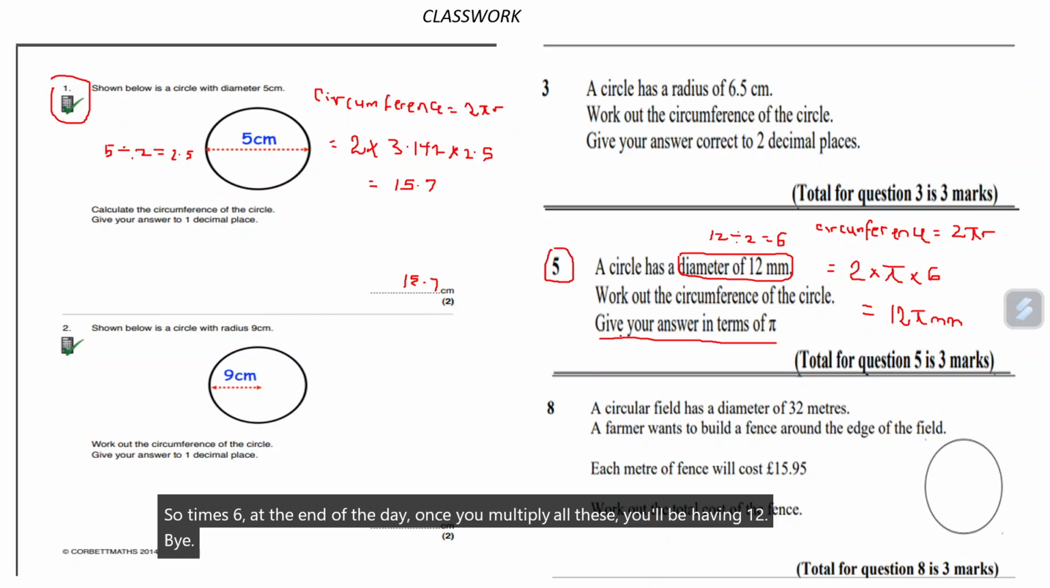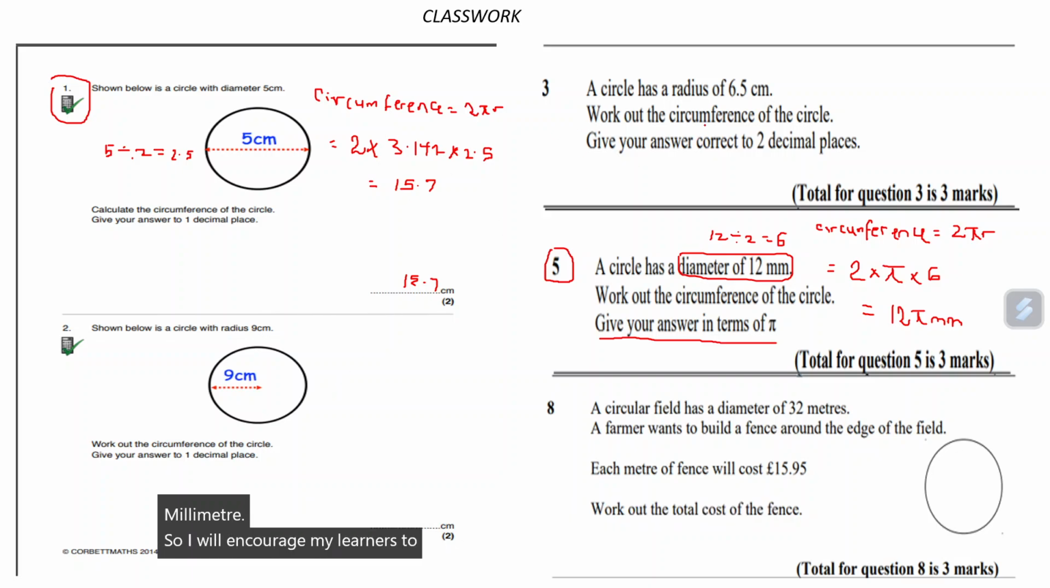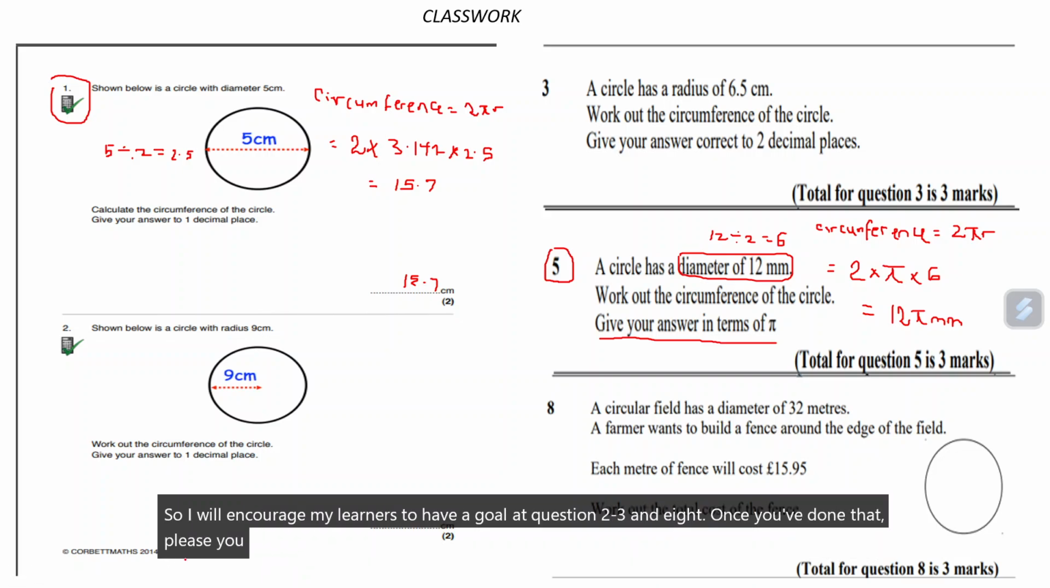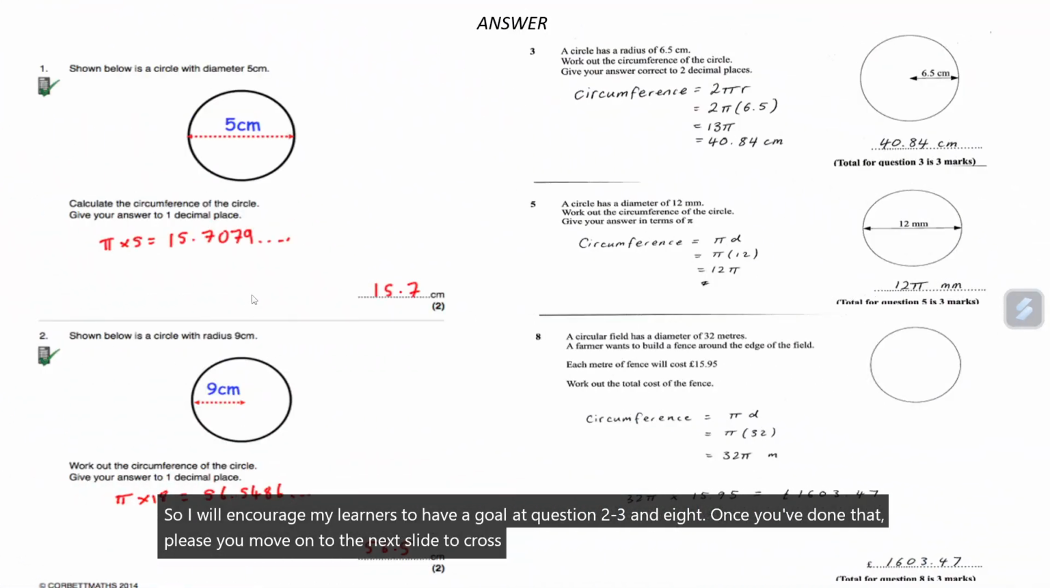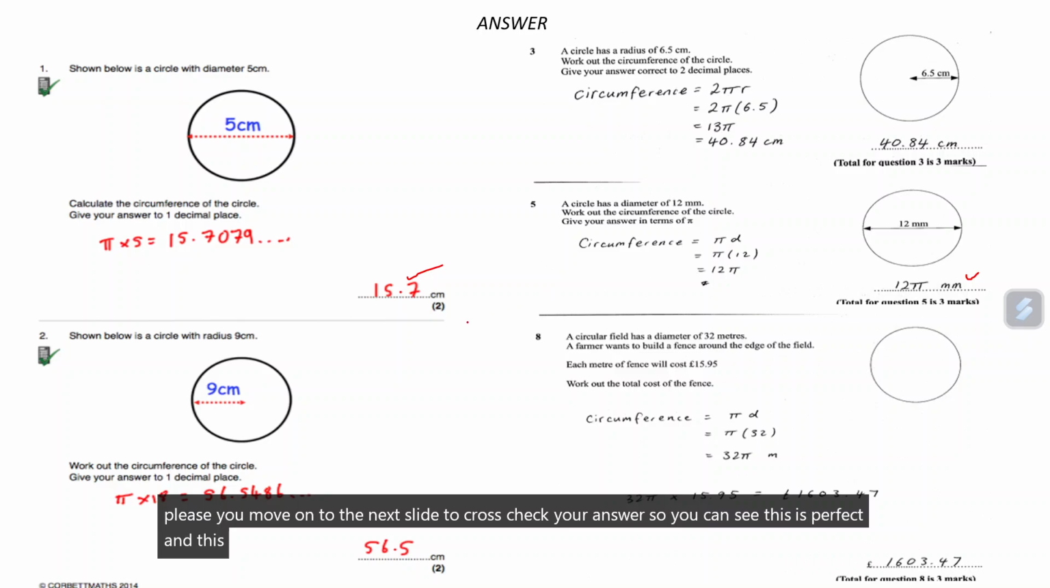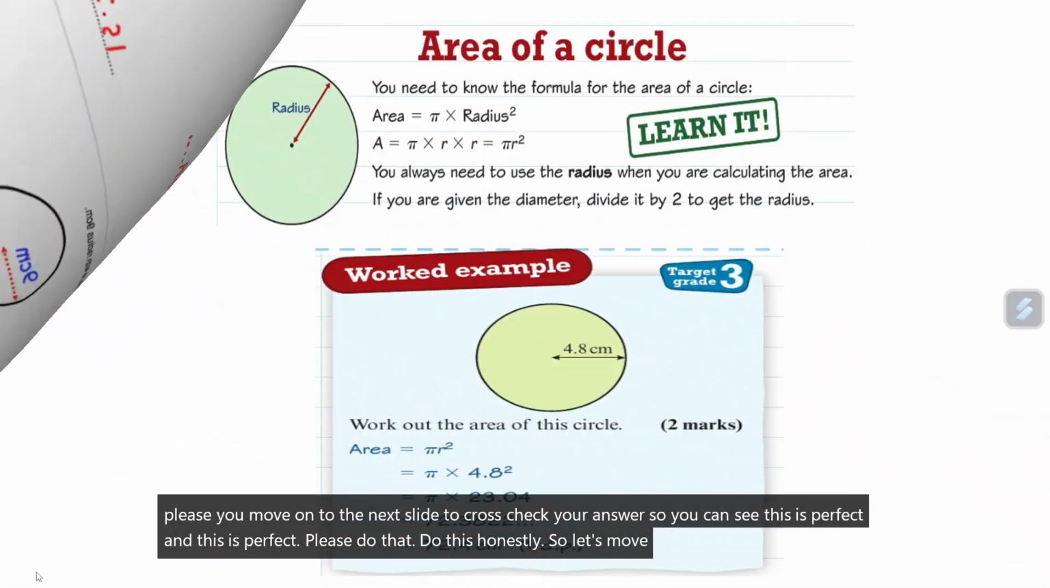So I will encourage my learners to have a go at questions 2, 3, and 8. Once you've done that, please move on to the next slide to cross-check your answer. So you can see this is perfect and this is perfect. Please do this honestly. So let's move on to the next slide.